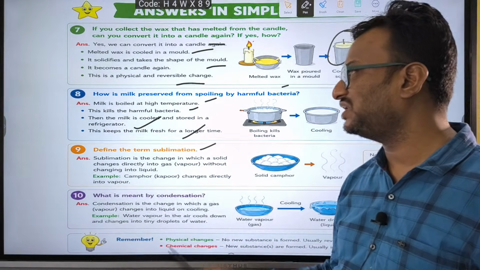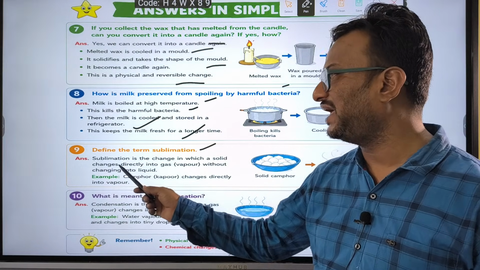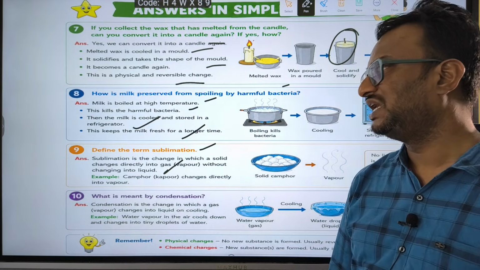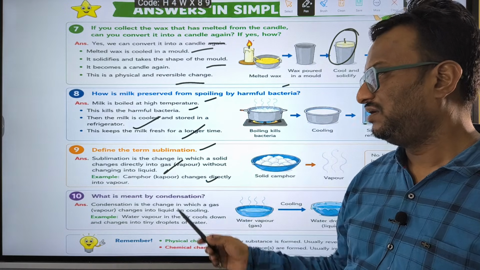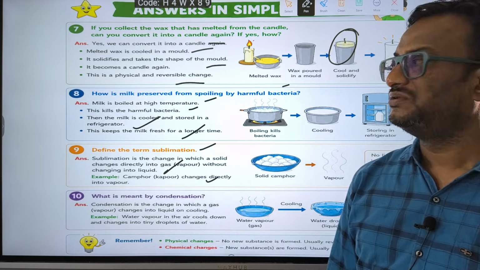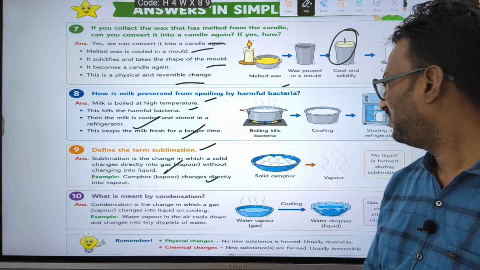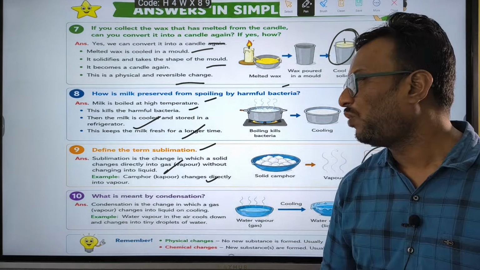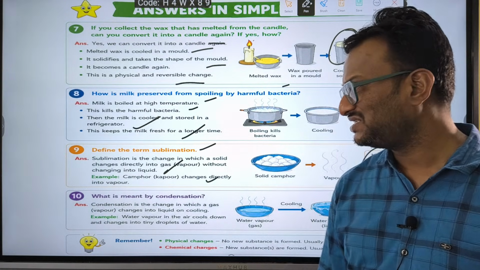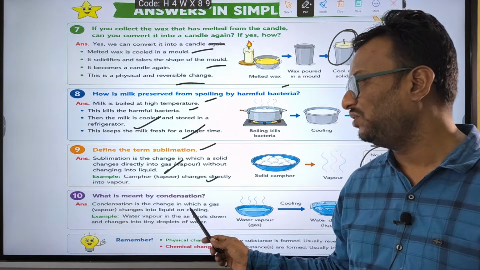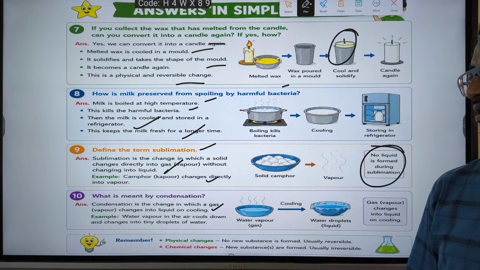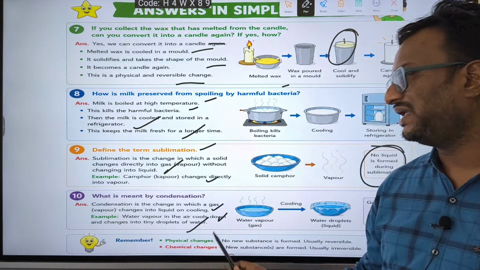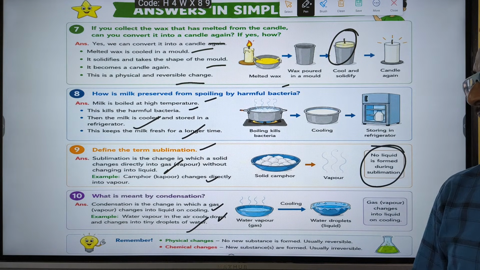Define the term sublimation. Sublimation is the change in which a solid changes directly into gas or vapor without changing to liquid. Example, camphor and naphthalene balls, they change directly into vapor. What is meant by no liquid is formed during sublimation? Remember that. What is meant by condensation? Condensation is a change in which gas changes into liquid on cooling. Water vapor in the air cools down and changes into tiny droplets of water in the form of rain.